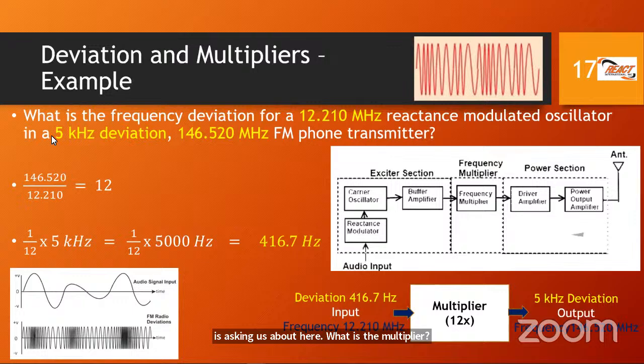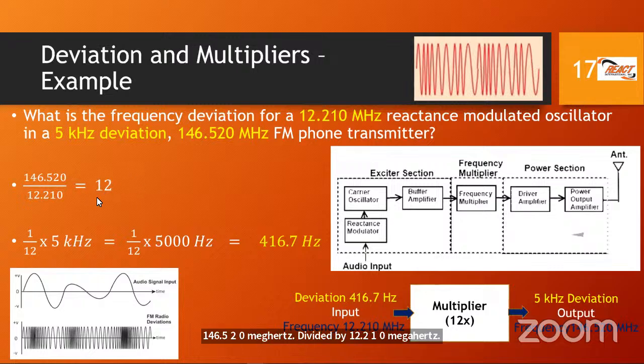We have to work that out. And then what frequency would we need to generate for the deviation so that when it goes through the multiplier, it ends up to 5 kilohertz. So the first thing that we need to work out is what is the multiplier? So we're starting off with a frequency of 12.210, and we're ending up with a frequency of 146.520. So for us to know what the multiplier is, we simply divide this frequency by this one to get what the multiplier is. And that's exactly what we have here in the equation. 146.520 megahertz divided by 12.210 megahertz gives us 12.